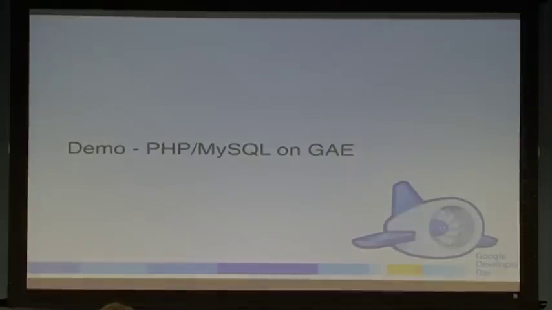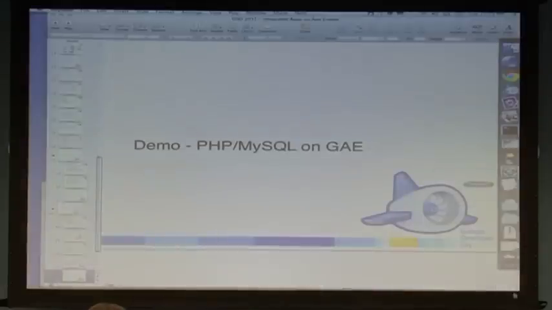Let me just talk real quick about PHP and MySQL on App Engine. I'm going to go back here. So has anyone here heard of Quarkus? OK. So Quarkus is an open source project built by the Caucho guys, the guys that built the Resin application server, Java application server. And it is a PHP interpreter.